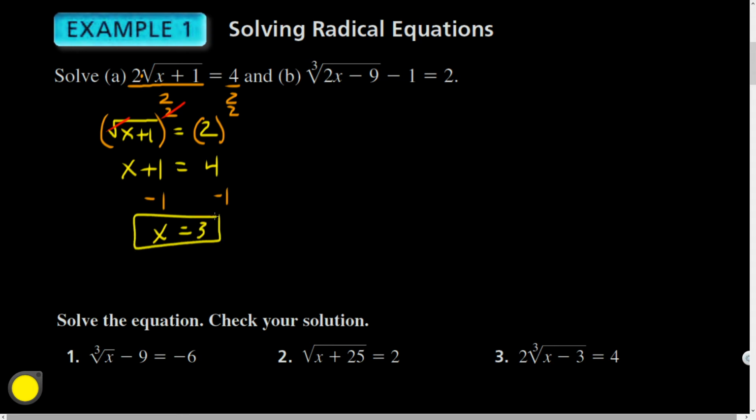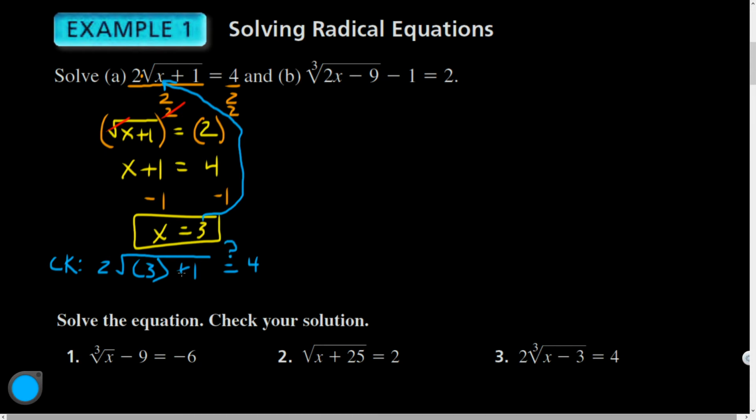Now, as far as doing a check, I think I usually do my checks in sky blue. This one didn't ask for us to do a check. They were setting us up for success, where it's not going to be anything crazy yet. But I would essentially just plug in my answer for x. So 2 times the square root of 3 plus 1, all under the radical. Is that equal to 4?